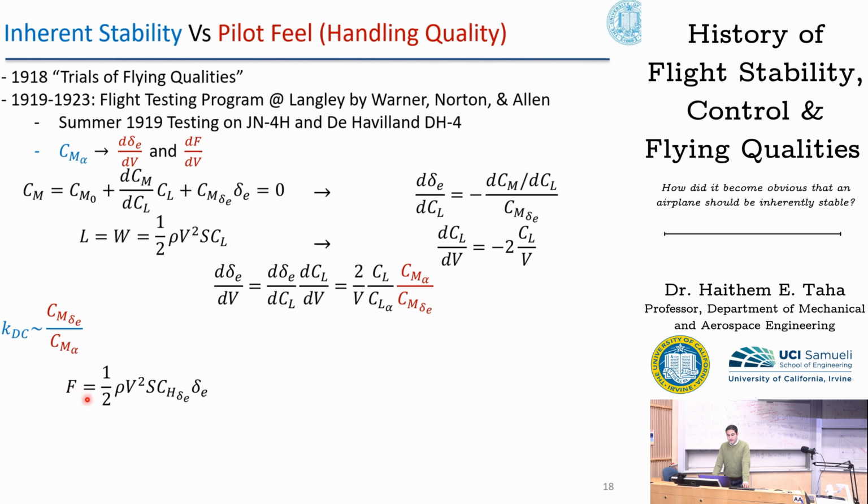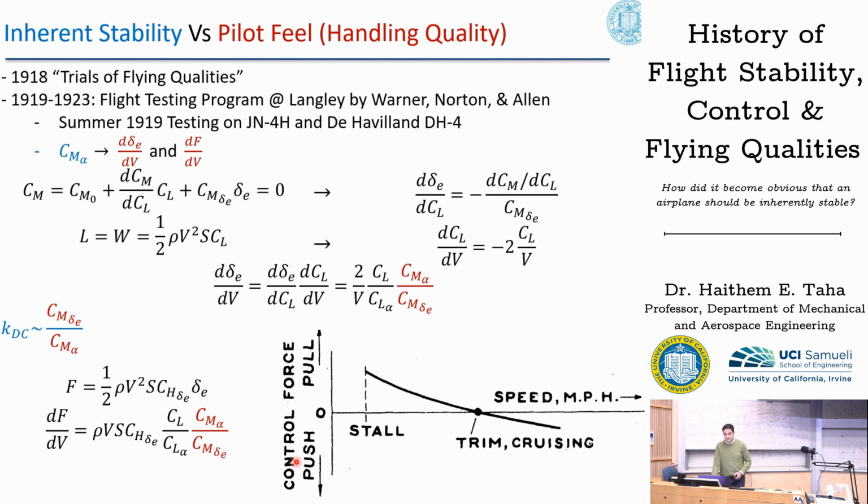Equivalently, the stick force F is also proportional to the elevator deflection, so you can derive a similar expression for the stick force slope. It's also proportional to Cm alpha or the ratio, the DC gain. So here's a curve for the stick force in the hands of the pilot versus speed. This is the cruise point. And as you know, if we want to fly faster, this means that we need to push the control stick, and vice versa. If we want to fly slower, we pull the stick. And this slope is representative of how stable the airplane is. The larger the slope, the larger Cm alpha, and so on.